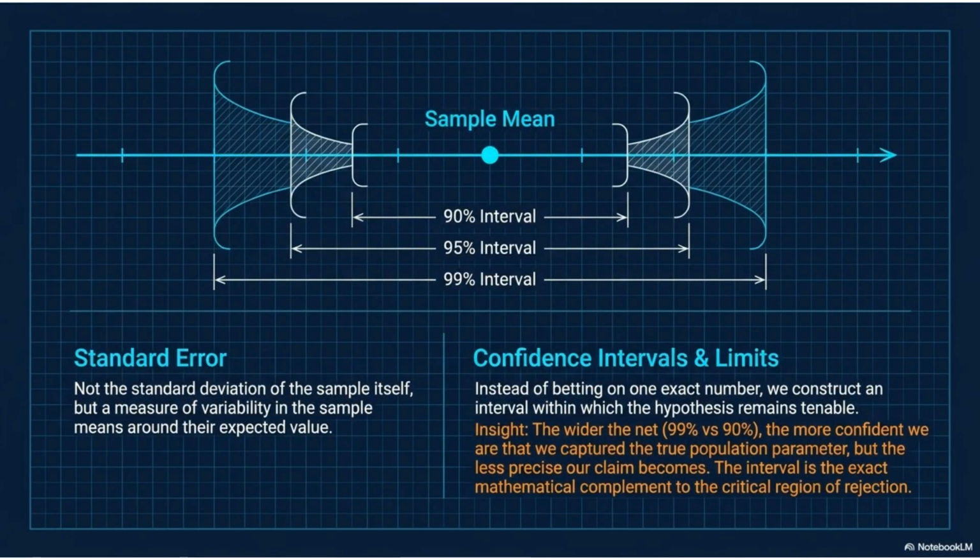The standard error is the measure of variability in sample means around their expected value. Confidence intervals construct an interval within which the hypothesis remains tenable. Wider intervals offer more confidence but less precision in the claim.